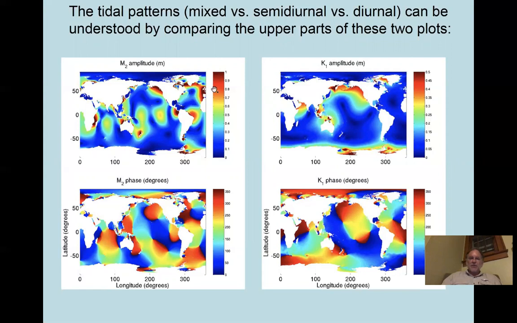So the dark colors are very high amplitudes, which tend to be mostly near coastal areas or in coastal areas. And here's for M2 and here's for K1.